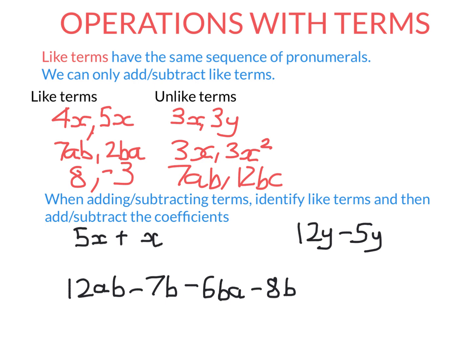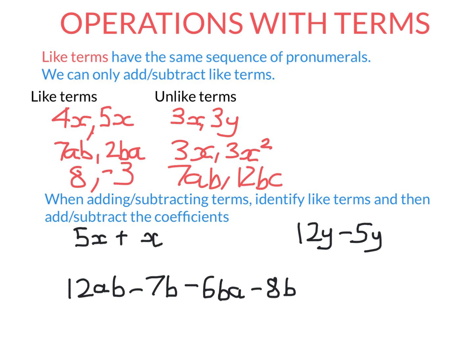So why am I telling you this? Well, it turns out we can only add or subtract terms if they are like terms. If they're not like terms, we can't add or subtract. So when you do add or subtract terms, you have to find the like terms and then add or subtract the coefficients. So what do I mean by that?